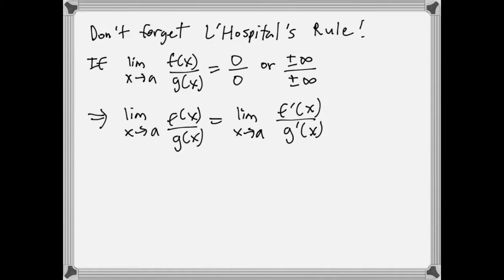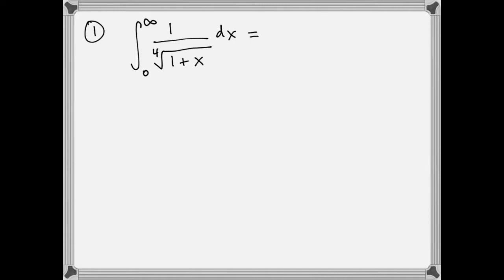All right, let's do some examples. Example 1. We're going to integrate from 0 to infinity of 1 over the 4th root of 1 plus x dx. Remember the definition, guys. This equals, and I want you to get used to writing this, we're always going to write the limit definition. It's the limit as t goes to infinity, and then we're integrating from 0 to t of 1 over the 4th root of 1 plus x dx.